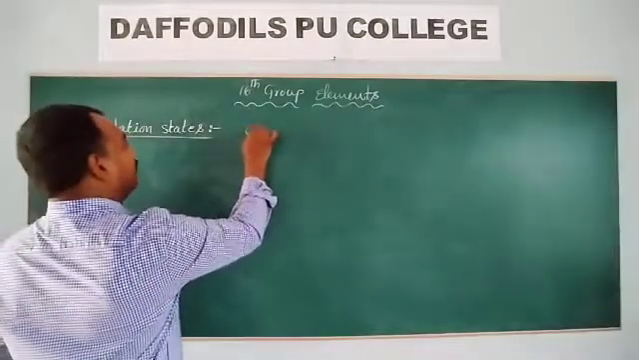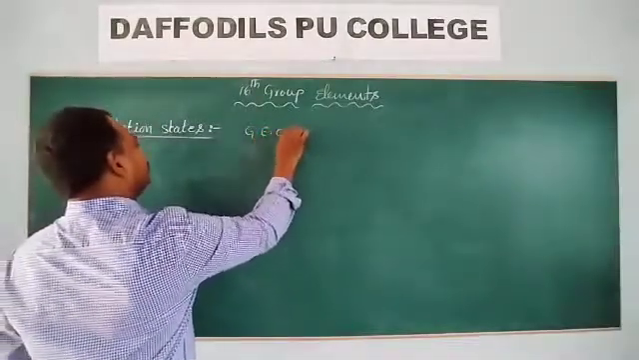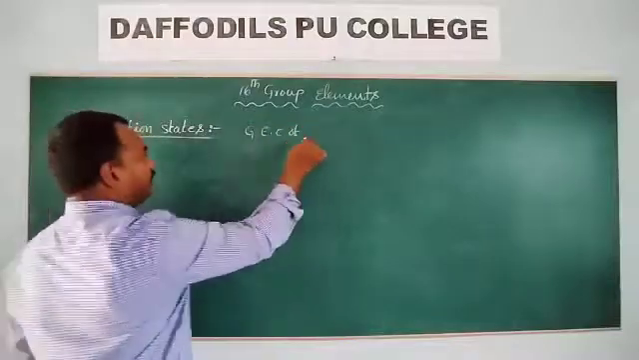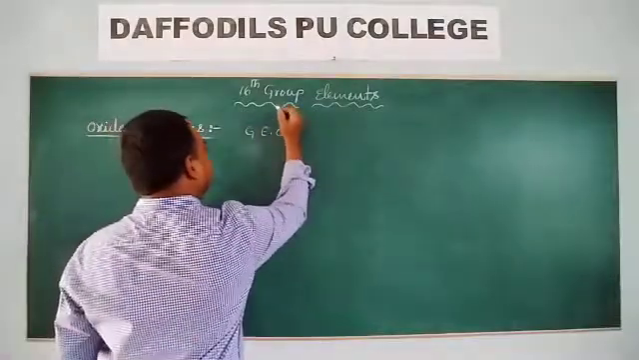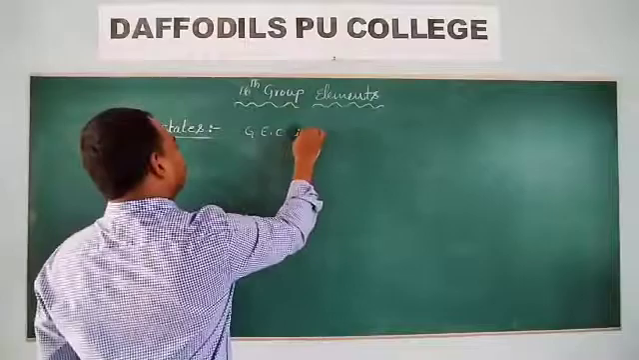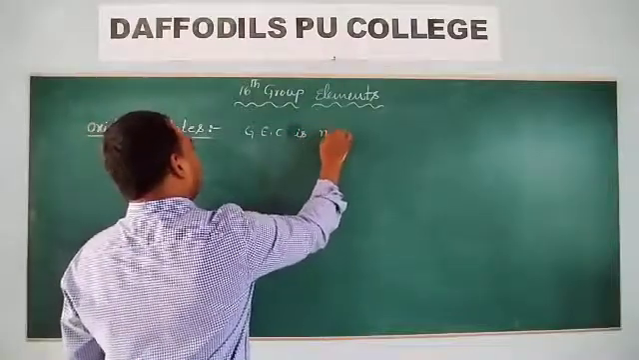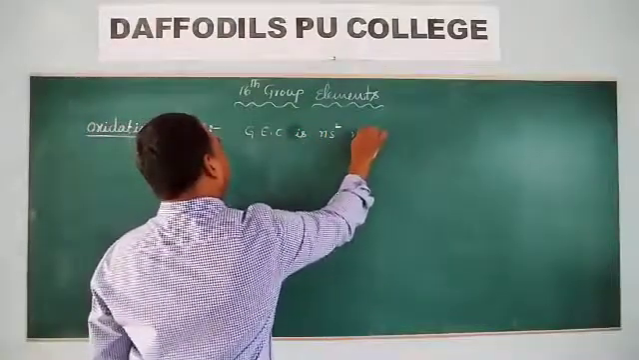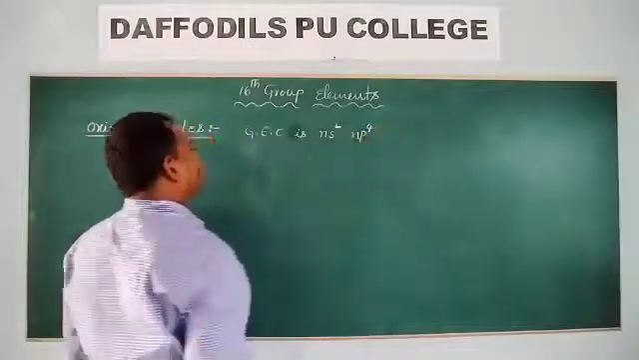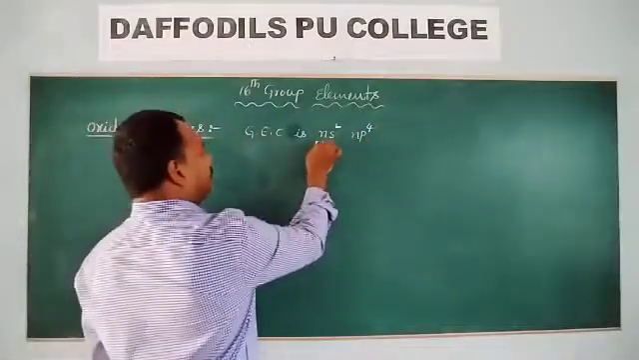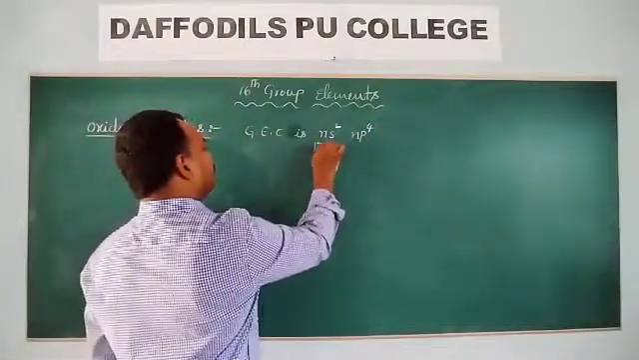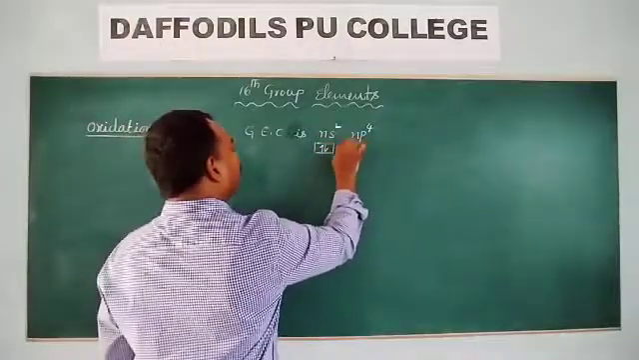The general electronic configuration of 16th group elements is ns2 np4. This is the general electronic configuration of the 16th group elements.